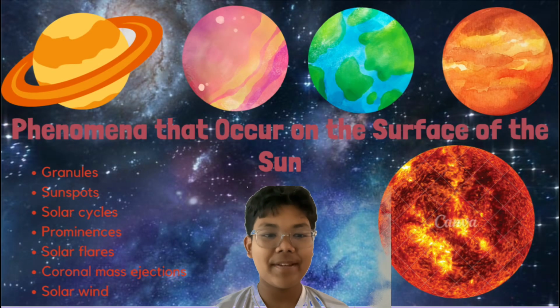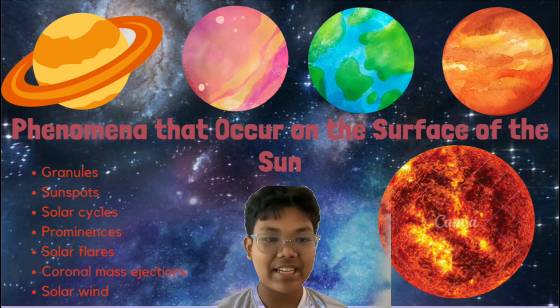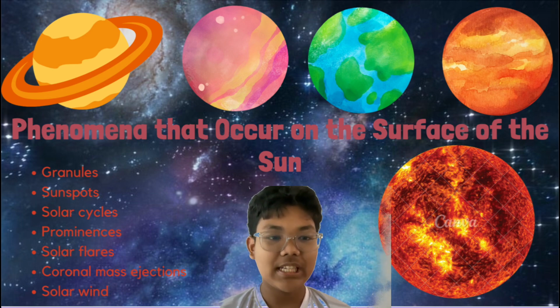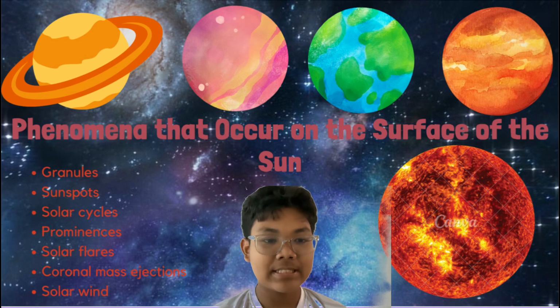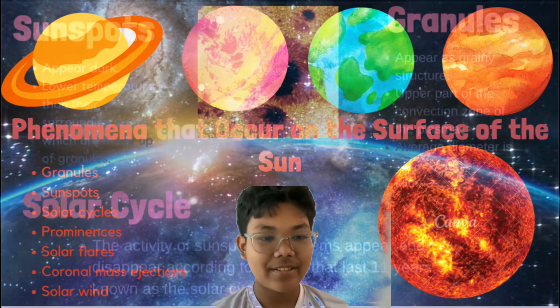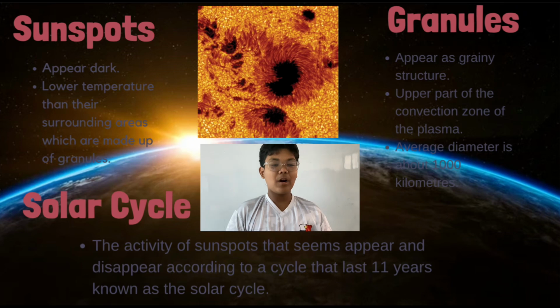There are many phenomena that occur on the surface of the sun, such as sunspot, granule, solar cycle, prominence, solar flare, coronal mass ejection, and solar wind. Okay, next I'm going to explain all the phenomena that occur on the surface of the sun.